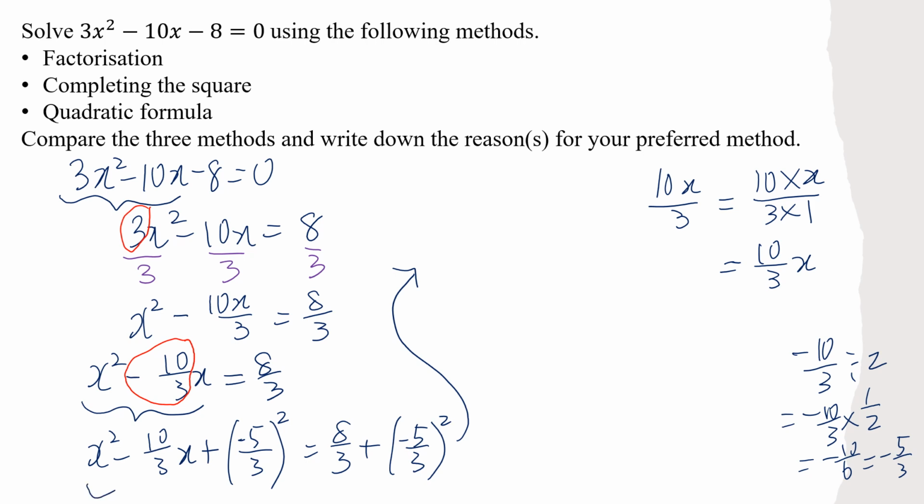Right, so this guy here, I can make it a complete square. That will give me x minus 5 over 3 squared. And this, you can use your calculator to work this out. And wait, I don't have a calculator, so I just have to do it manually.